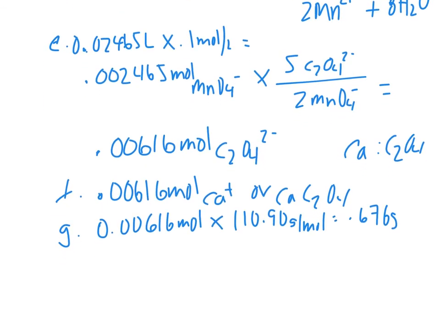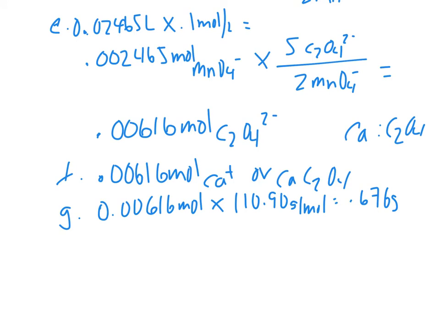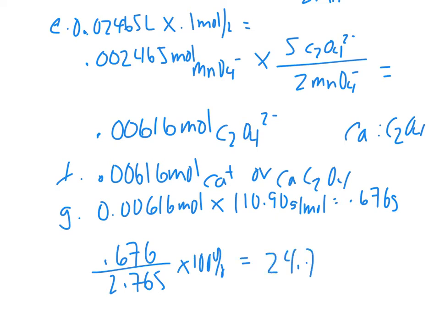And if I slide this up just slightly, based on what I was told, 0.676 out of the total of 2.765 times 100% means that the calcium oxalate was 24.7%, and the other approximately 75% must have been NaCl.